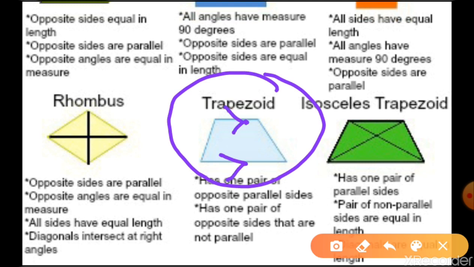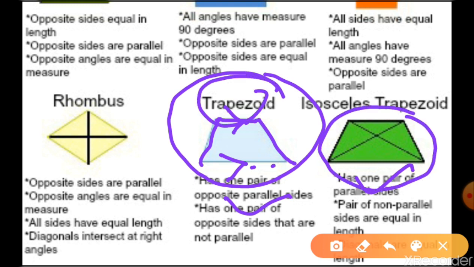Only one pair of opposite sides will be parallel in this case and also in the case of an isosceles trapezium. In the simple trapezium, one pair is parallel but the other pair is not parallel and not equal to each other. In the other case, it is an isosceles trapezium: one pair will be parallel to each other but the other pair of non-parallel sides will be equal to each other. So it is called an isosceles trapezium.